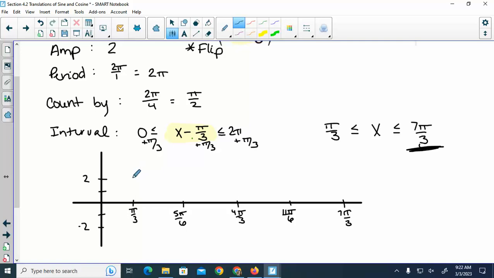Okay, we are graphing cosine. It normally starts at its high point, but this time it's flipped. So remember, the first point wasn't at 0, so at pi over 3, my graph is at -2. 5 pi over 6, we're at 0. 4 pi over 3, we're at +2. 11 pi over 6 is 0. 7 pi over 3 is -2. And so then we have our graph.